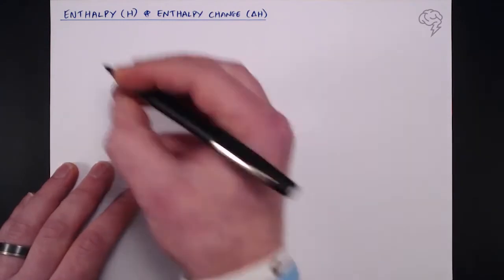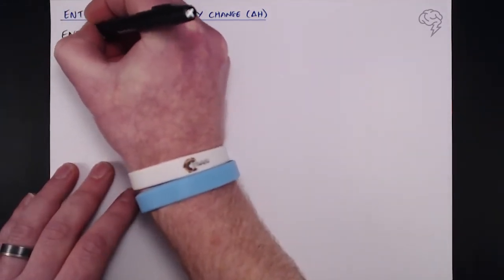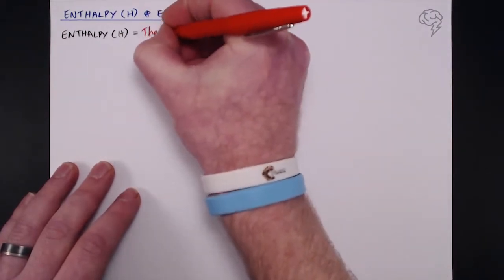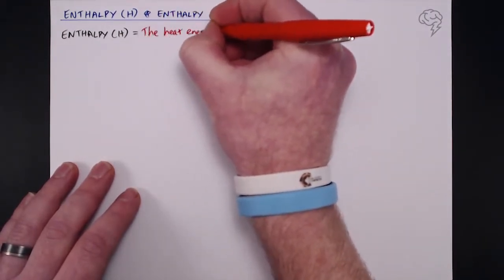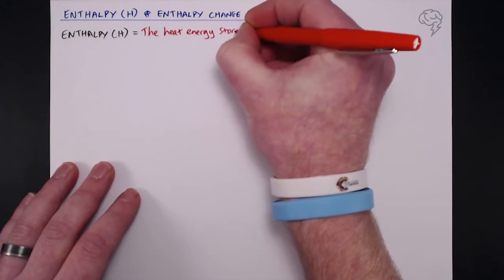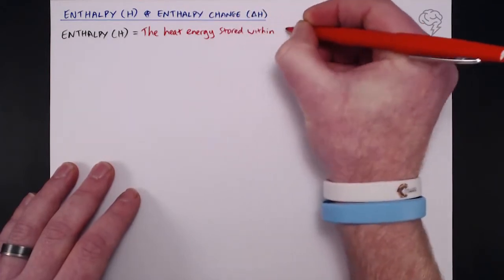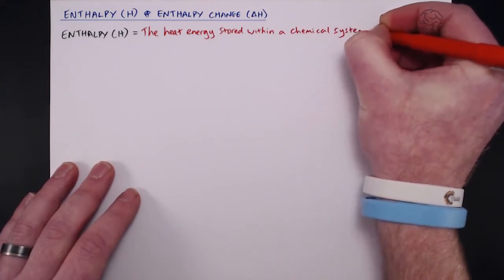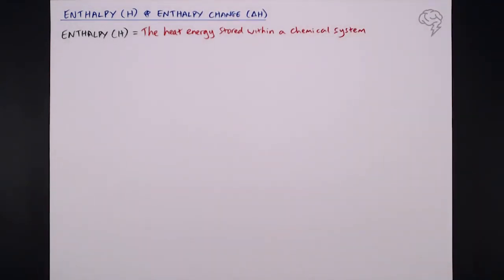So first of all, what is enthalpy? Well, it's the heat energy stored within a chemical system. Now, what do I mean by that? Well, there's energy stored within chemicals. Now, you've come across chemical energy before. This is technically what that is. Now, where is that energy stored? Well, it's stored in bonds.